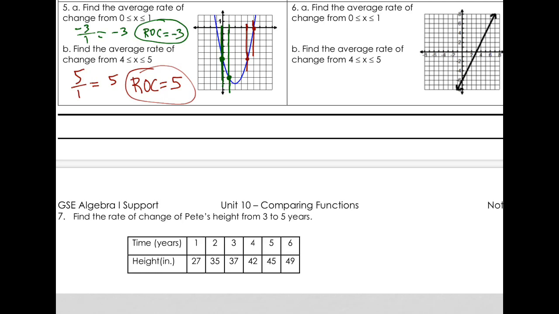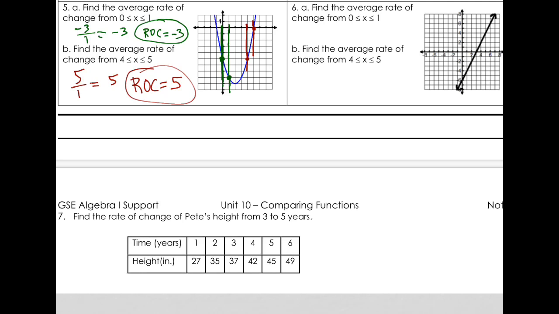Okay? So notice the difference between sections. Right here, it's going down. Over here, it's going up, and they're both going at different rates. So different types of functions like quadratics don't always have the same rate of change, whereas number 6, if you look over here, this one does.